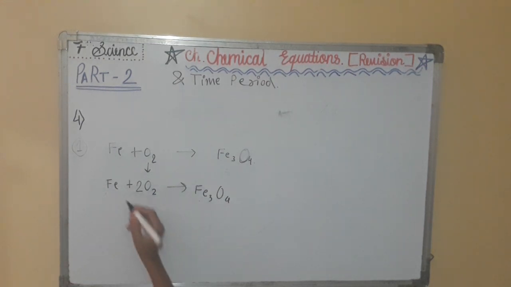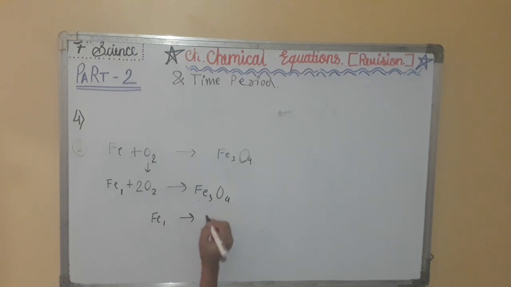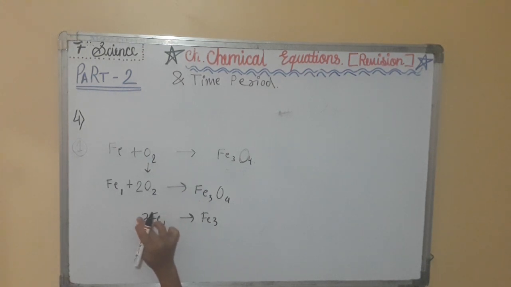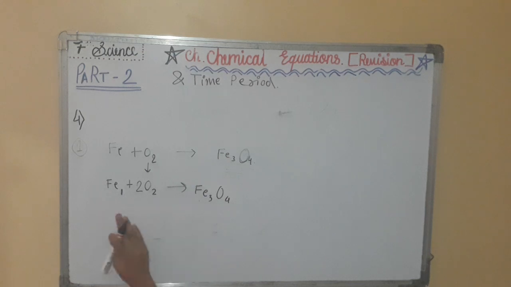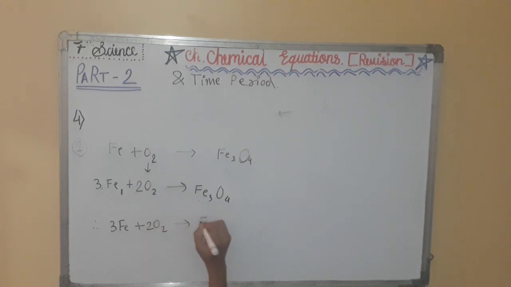Here the molecules were 1. So after multiplying 3 with this, this equation will also become balanced. After multiplying this 3 with 1, we'll get iron's molecule as 3. Therefore, the balanced equation will be 3Fe plus 2O2 is equal to Fe3O4. This is the balanced equation. I hope you have understood this.